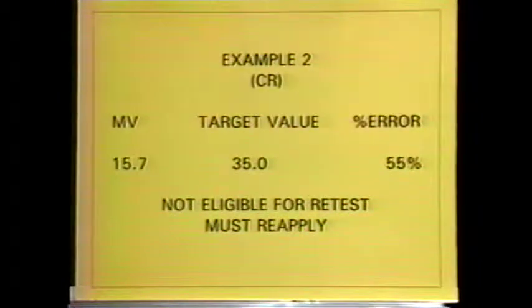As a second example, suppose you bring down a continuous radon monitor, and the target value put into a radon chamber is 35 picocuries per liter, and the measured value is 15.7. Here the percent error is 55%. As you see, not eligible for a retest, must reapply from scratch.